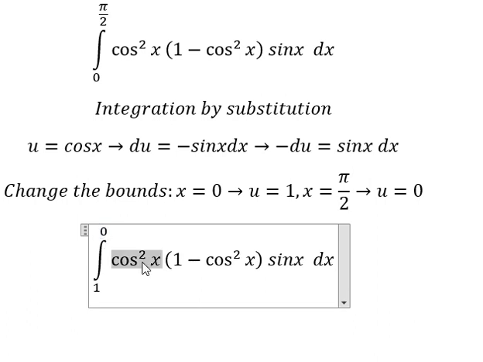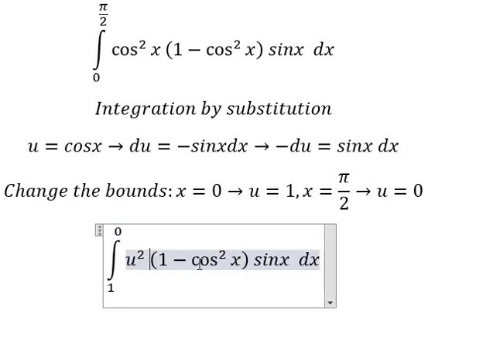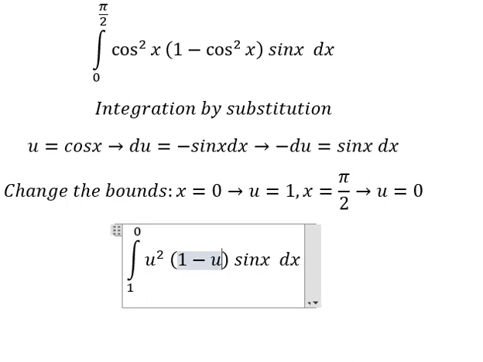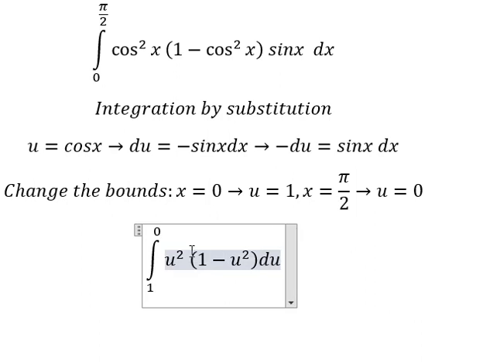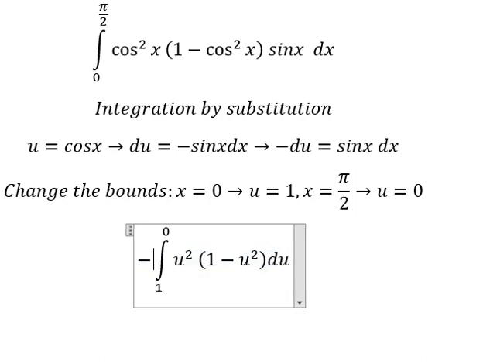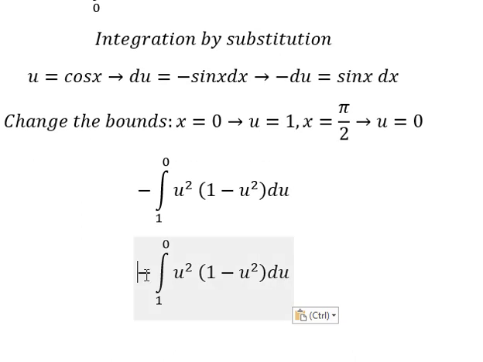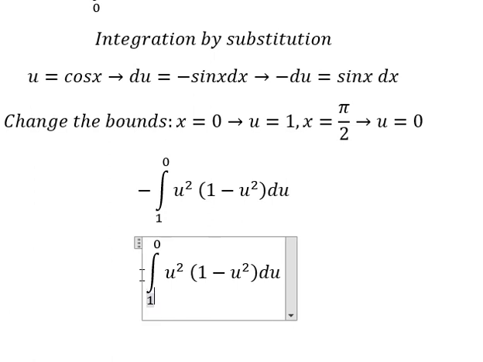This one is about u squared. This one we have u squared. Sine s ds we change by negative du. Because we have the negative sign, I can swap the top and the bottom bounds, and we have like this: u squared multiplied by 1 minus u squared.